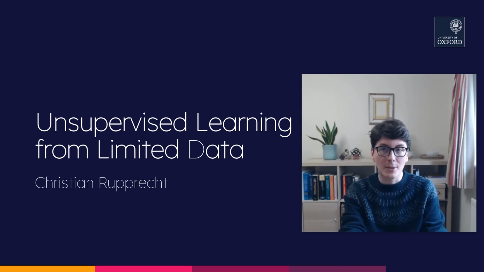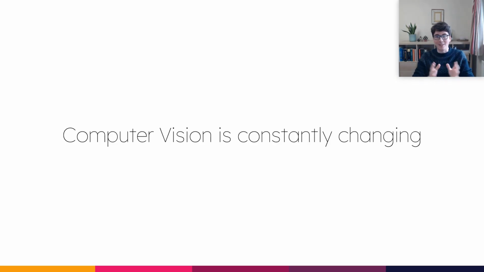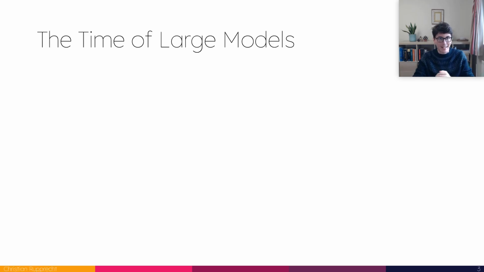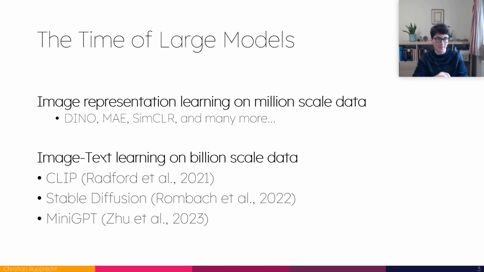I will start with a relatively obvious fact. Computer vision is constantly changing. We are now in the time of large models, as I call it. We have image representation learning on million scale data. We have DINO, MAE, SimCLR, and many more models that have been trained on millions of images and produce meaningful representations that we can use for downstream tasks. We also have image and text learning on now almost billion scale data. CLIP, Stable Diffusion, MiniGPT, and so on have been trained on billions of training samples and are very valuable tools for all the things we're trying to do.